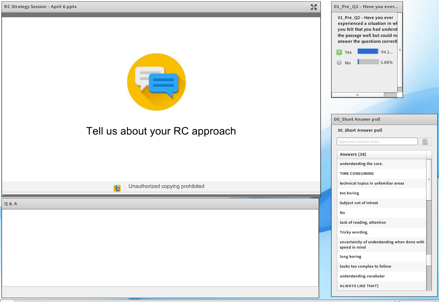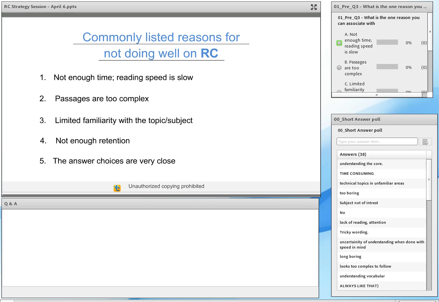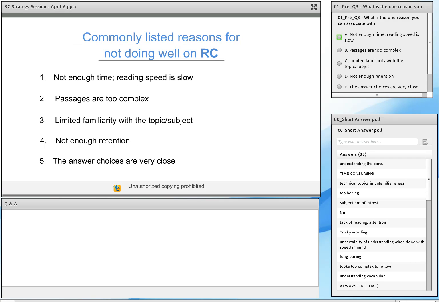And all of this is very much in line with what we have seen session after session. People tell us why is it that they don't enjoy RC. Now I'm going to give you some more precise reasons, and I want you to tell me what is the one reason that you can associate with. And again, you may be able to associate with almost all the reasons in different capacity, to different extent. But I want you to tell me which is the one reason that you associate with the most.